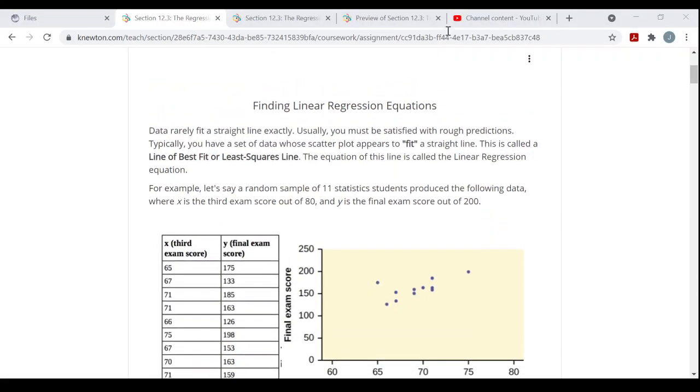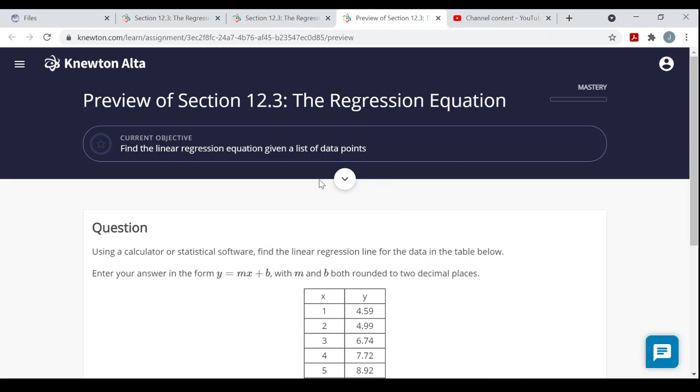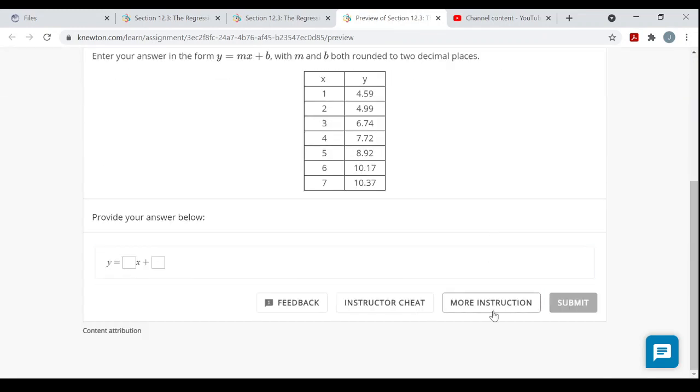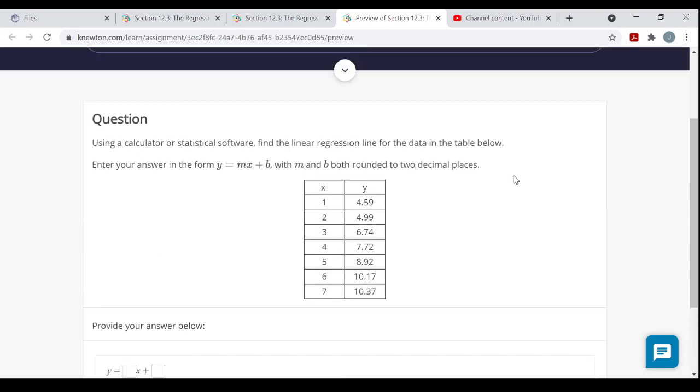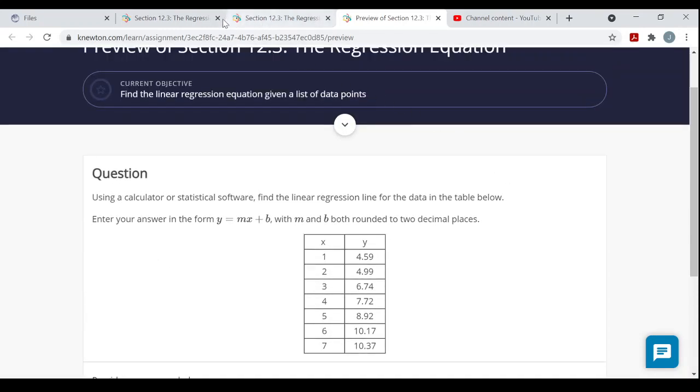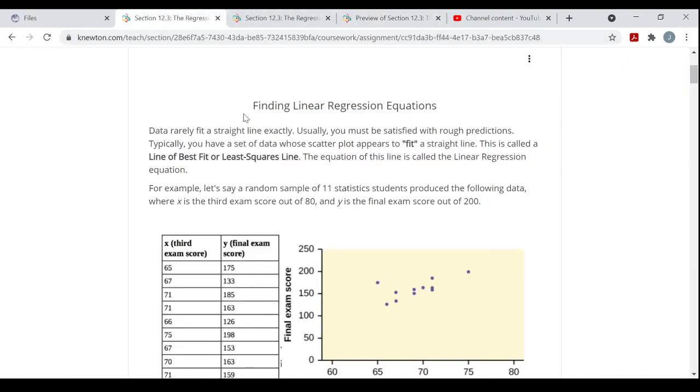All right. Actually, well, here's the problem. Right? And again, if you want to see more about the objective, click on More Instruction. I am going to read you some of that instruction right now. They have some videos, some notes, some examples. Hopefully all those help you out. So here's some of their instruction, some of their notes. So, finding linear regression equations.